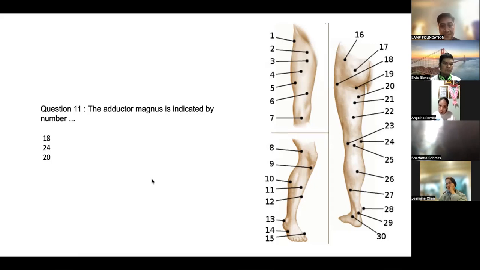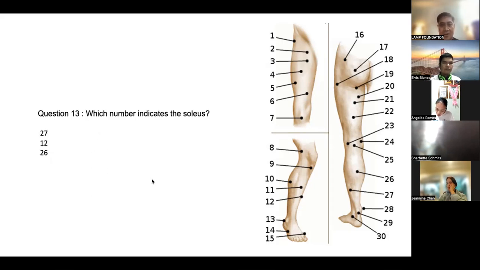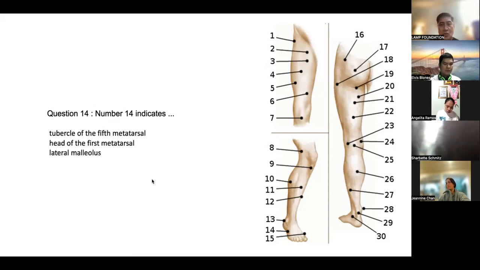20. Okay. What does number 30 indicate? Number 30 indicates the lateral malleolus. Which number indicates the soleus? Number 27. Great. Number 14 indicates what? Number 14 is the tubercle of the fifth metatarsal.